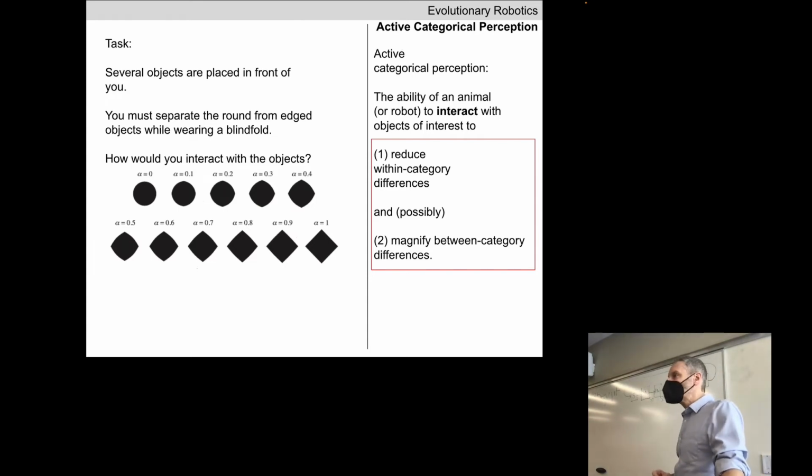When we are performing active categorical perception, we can ask the question about how should you reach out in the world to distinguish between various objects in the world. We saw some heuristics when we saw Babybot. Generally speaking, when we interact with our world to try and distinguish friend from foe, poison from food, all the other categories that matter to us, we are generally doing so, whether we're aware of it or not, to accomplish two different goals. The first is to reduce within category differences.